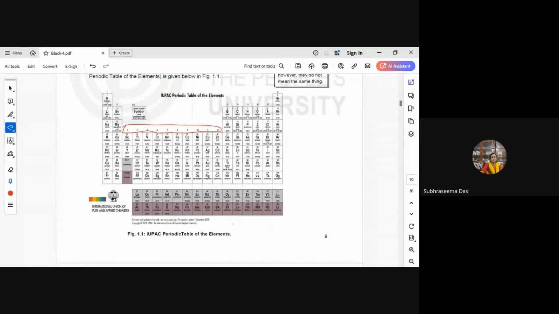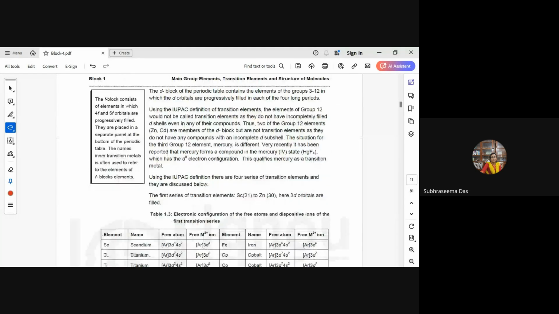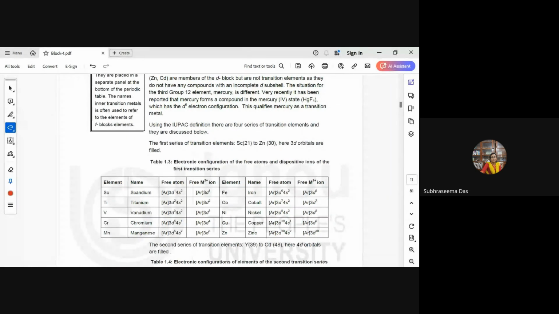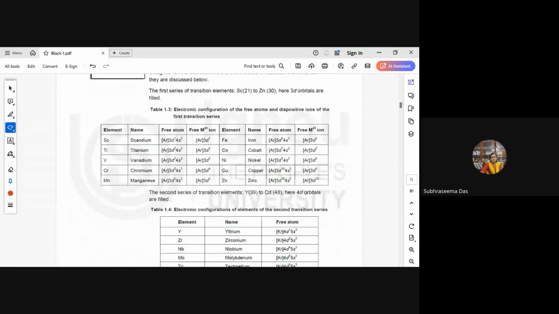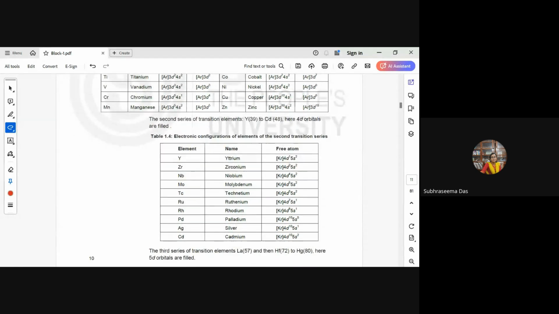The first transition series starts with scandium, then titanium, vanadium, chromium, manganese, and continues up to 30, that is zinc. That comprises the first transition series, and the outermost electron goes into the d orbital, and that is why the transition elements are also called d block elements. Now you all know this. Then in table 1.4, the electronic configuration of the elements of the second transition series has been listed, as you can see.